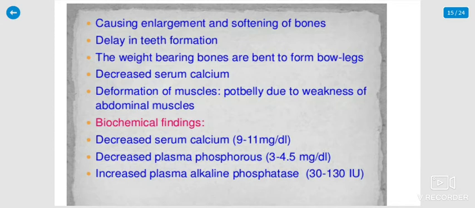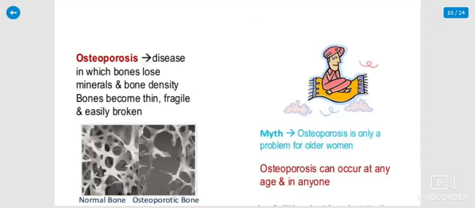serum calcium is decreased, 9 to 11 milligrams per deciliter; plasma phosphorus is decreased, which is 3 to 4.5 milligrams per deciliter. Plasma alkaline phosphatase is increased, 30 to 130 units.